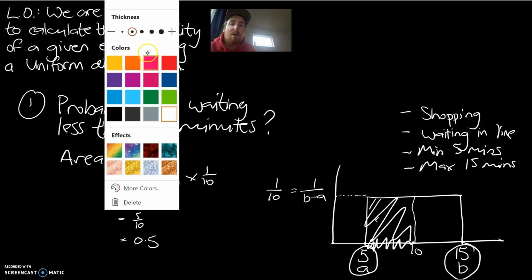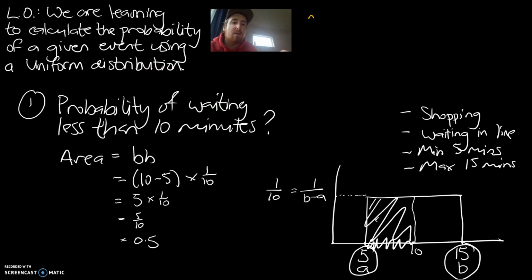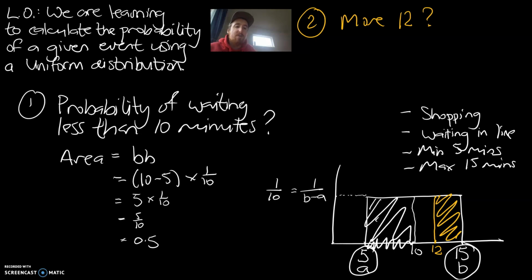Let's have a go at one more question. We'll use yellow. So question 2, what is the probability of waiting more than 12 minutes? So more than 12. Again, we need to draw a line. So there's the 12-minute mark. We need to shade in the area that's relevant to us.